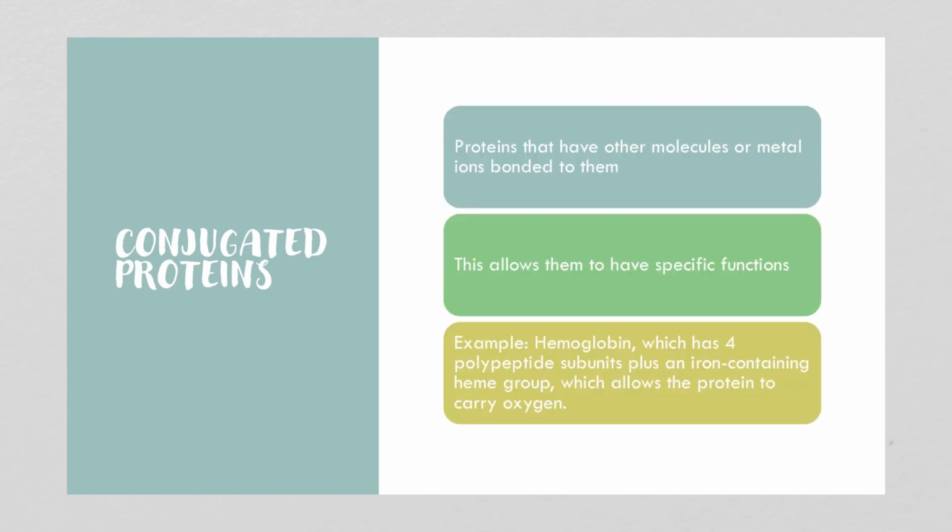Conjugated proteins, on the other hand, have other molecules or metal ions bonded to them, and that gives them specific functions. So again, hemoglobin, which we looked at a couple of slides before, has 4 polypeptide subunits, plus they have iron-containing heme groups, which let the protein carry oxygen. Without the iron heme group, the protein is unable to carry the oxygen.